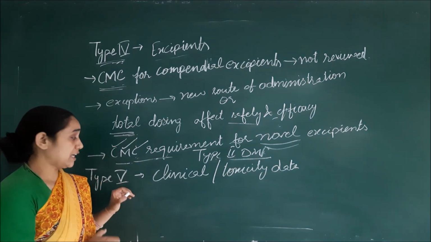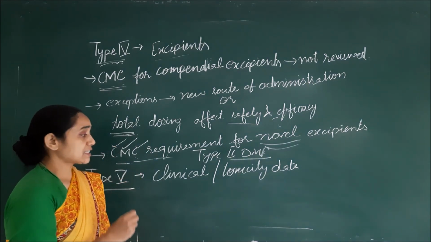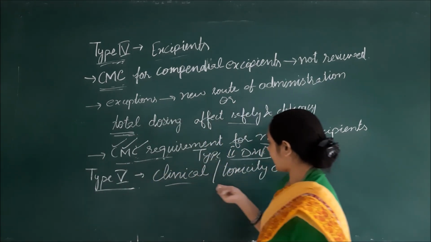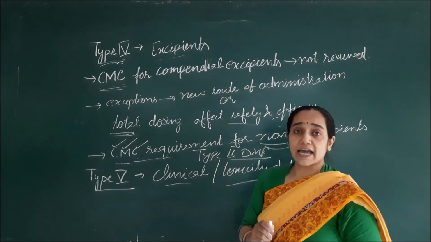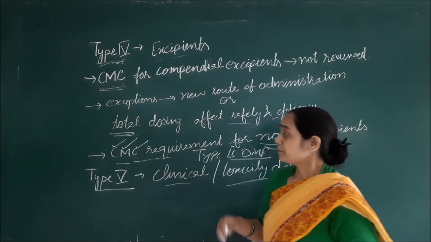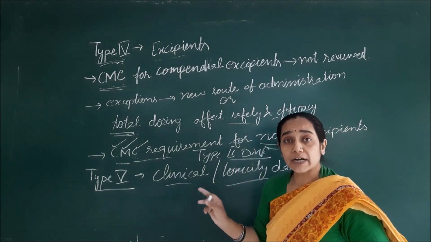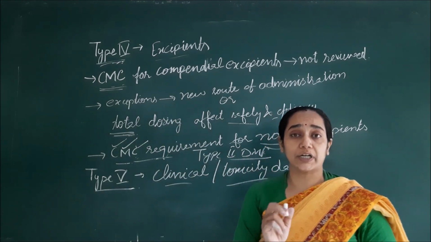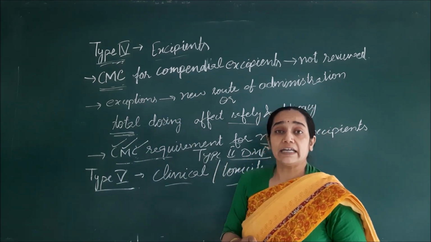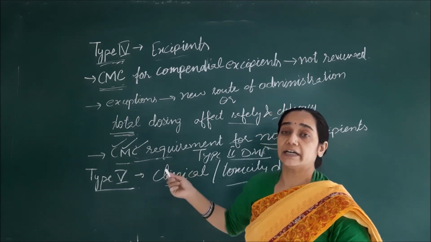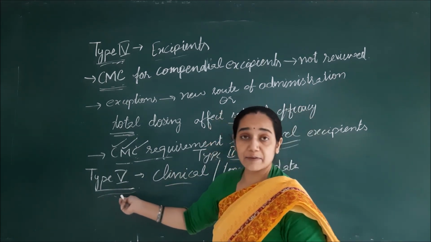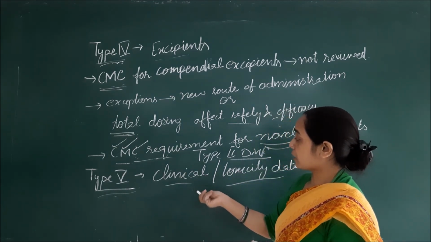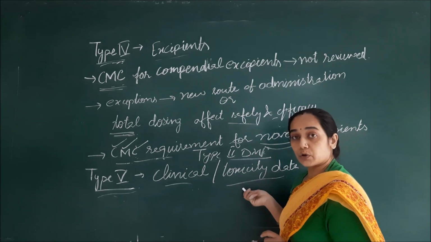And the last one is the type 5 DMF. This type 5 DMF is used to submit the clinical and toxicity data. Now, this type 5 DMF will not contain any information as stated in the earlier DMFs, meaning type 1, 2, 3 and 4. Whatever information they contain will not be specified in the type 5 DMF. It will exclusively include the information about the clinical studies and the toxicological information.